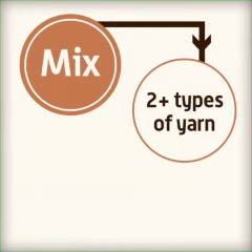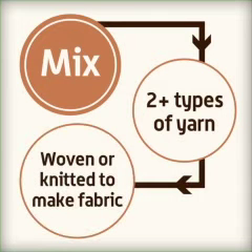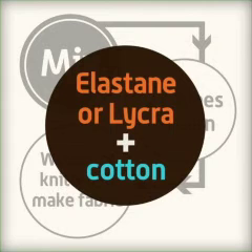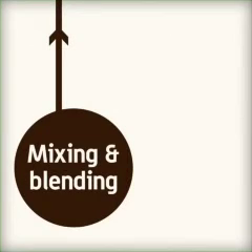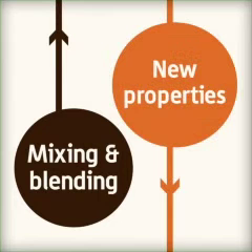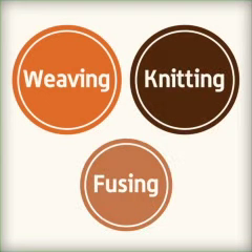A mix is when a fabric is made up of 2 or more different types of yarn that are woven or knitted together to make the fabric. For example, elastane or lycra are commonly mixed with cotton. Mixing and blending fibres is useful as you get new properties to play with. Methods of producing fabric fall into 3 main categories: weaving, knitting, and fusing. The different methods can be combined.